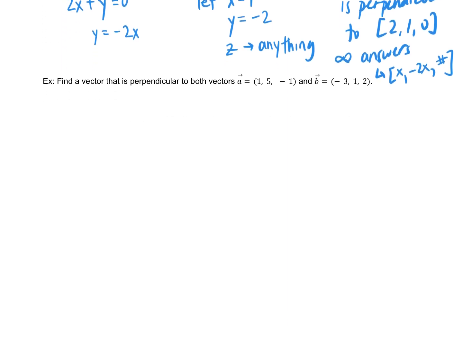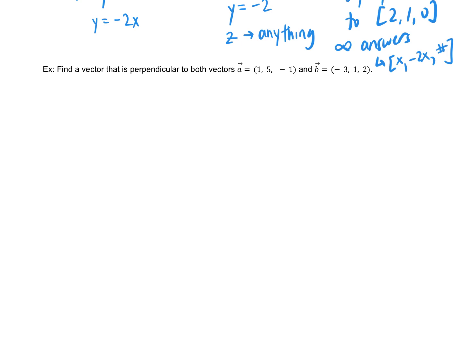All right, last question. Again, perpendicular. Find a vector that is perpendicular to both vectors A and B. So this time it's not just about one vector. It's about two. So I'm going to say this perpendicular vector, I'm just going to call it vector V, is x, y, z. So the dot product between A and vector V has to be 0, and the dot product between B and vector V should also be 0.